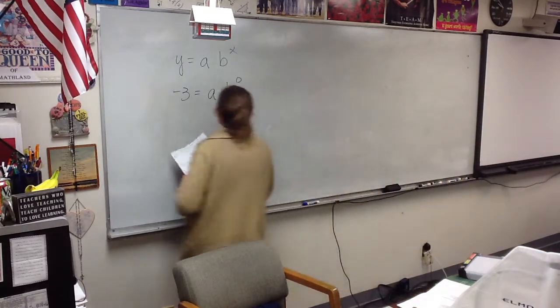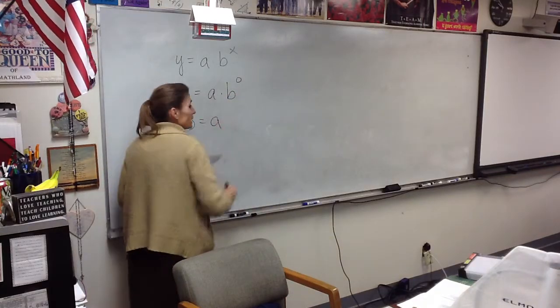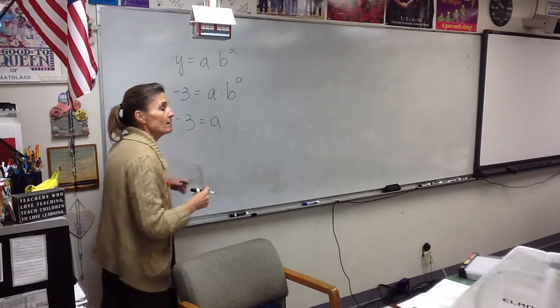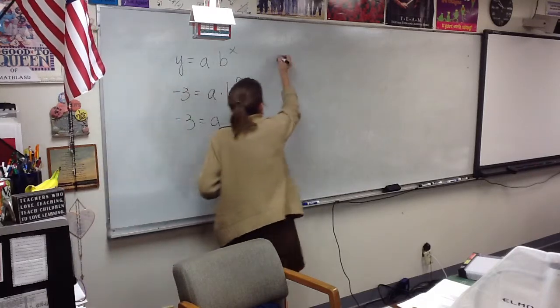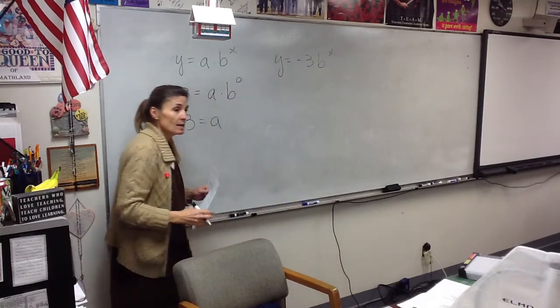So negative 3 equals a times b to the 0, but since b to the 0 is 1, like you said, a is negative 3. So now we have y equals negative 3 b to the x.